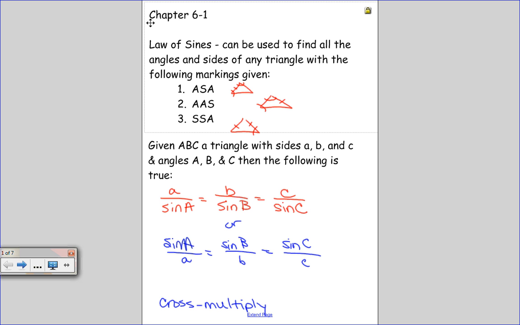Now, you can flip these over too and make it the reciprocals. I have a tendency to use sine of A over little a equals sine of B over little b, which equals sine of C over little c. It does not matter though. You say potato, I say potato. You say carrots, I say carrots.